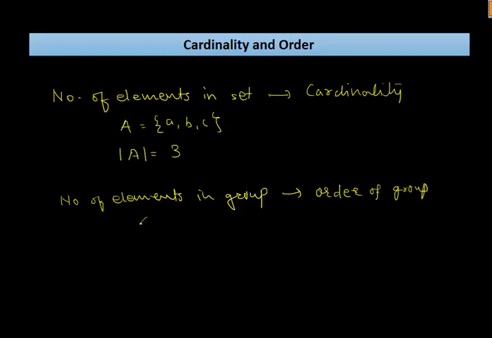Suppose G is a group containing 3 elements A, B, C with some binary operation, then the order of G is equal to 3. So this is a very basic difference between cardinality and order. Now we are ready to prove Lagrange's theorem.